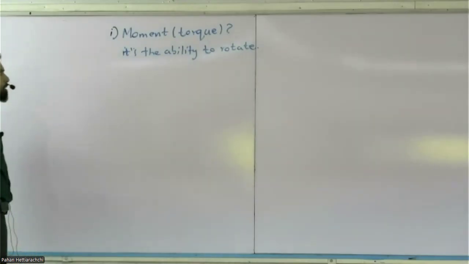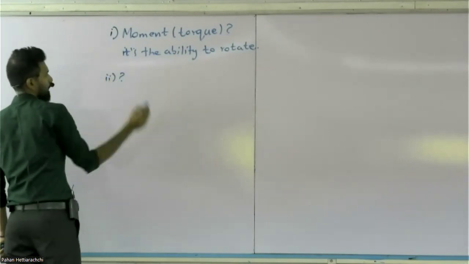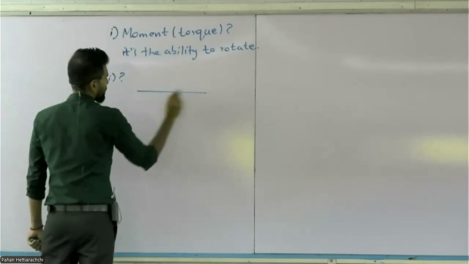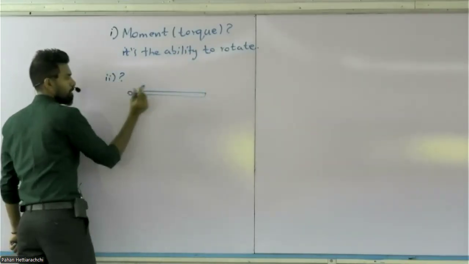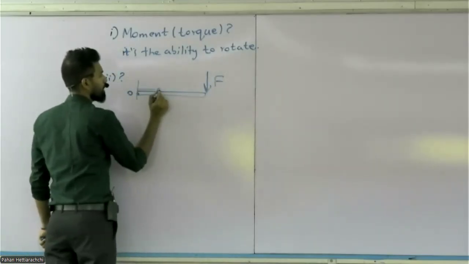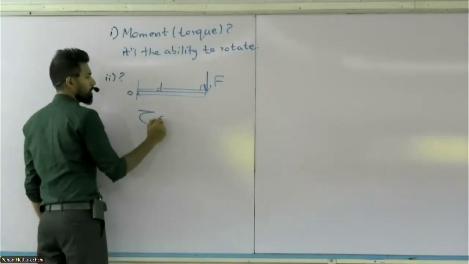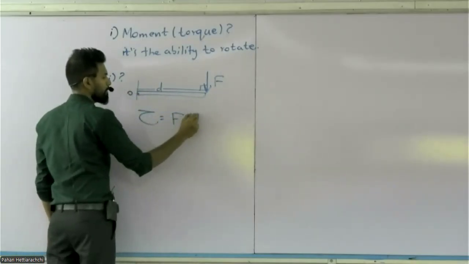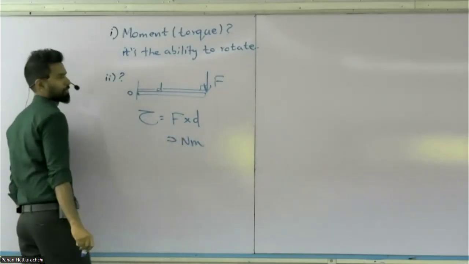What is moment or torque? The physical meaning is its ability to rotate. How is it calculated? When an object is pivoted from a point O and you apply a force F, you have to take the perpendicular distance to that force from the pivoted point. Torque is calculated by F into D and measured in Newton meters.